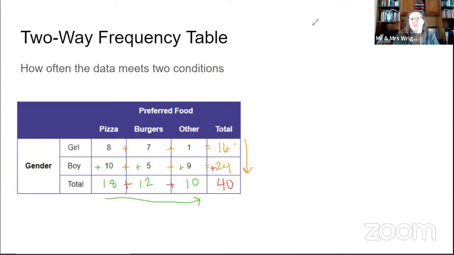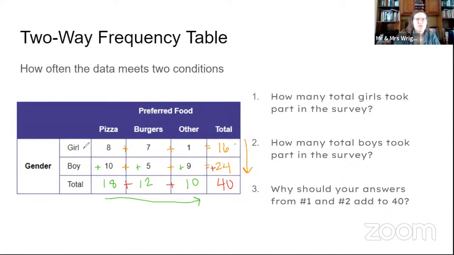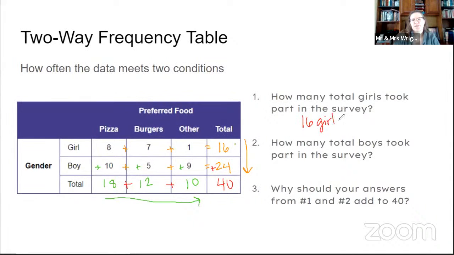Let's see if I have another thing. Yep. All right, so how many total girls took part in the survey? So girls, you go to the total. There were 16 girls who took part in the survey. How many total boys took part in the survey? You're going to find your boy row, go all the way to the total column, and there were 24 boys.